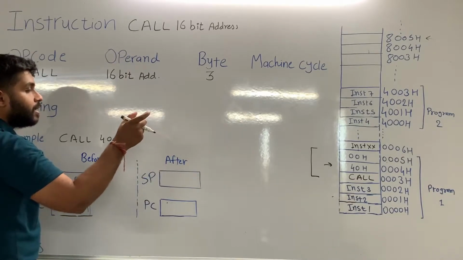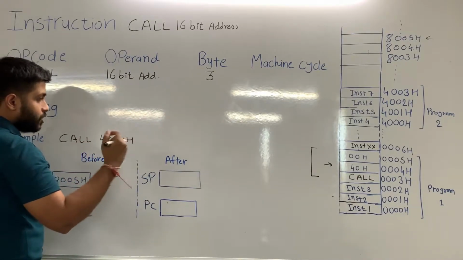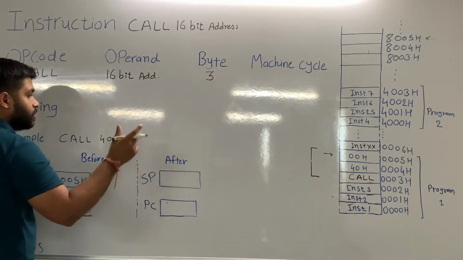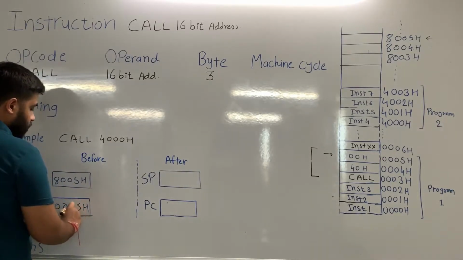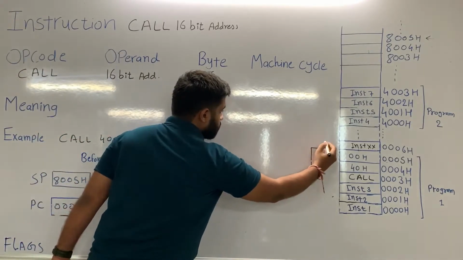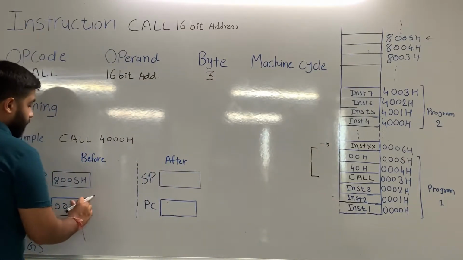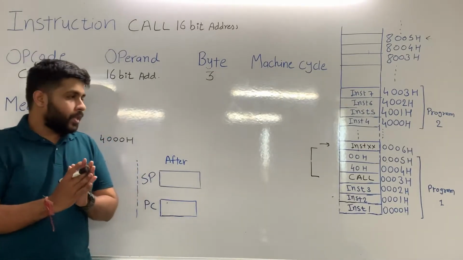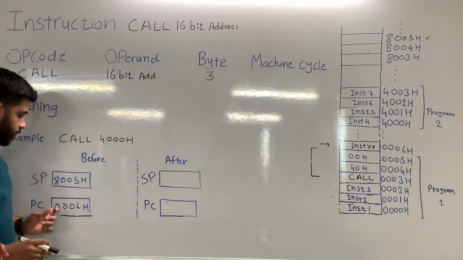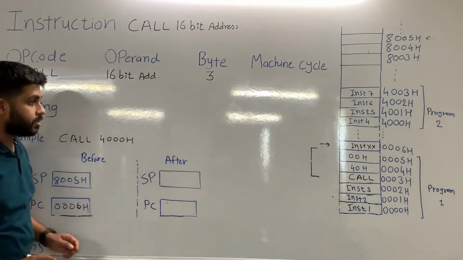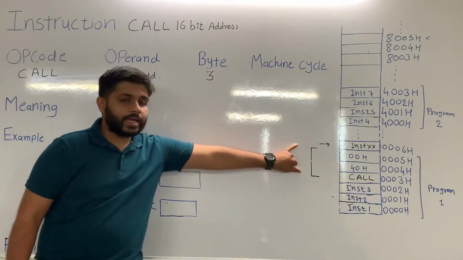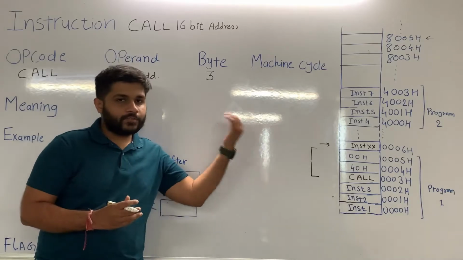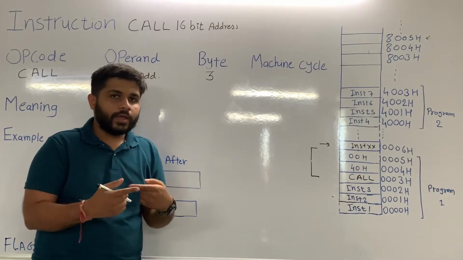After it fetches the higher address of the instruction, the value of the program counter will be incremented, and after that it will fetch the lower address of the instruction. After it fetches the lower address, the value of the program counter will be incremented, and now it is pointing at 0006H. The instruction that the processor has fetched is call 4000H. Now the processor will decode and execute.